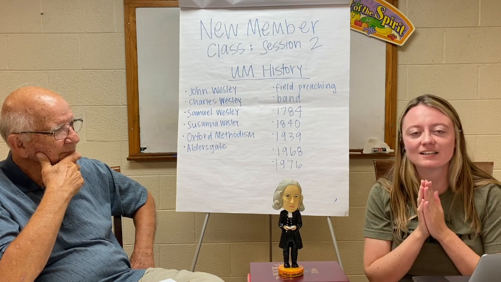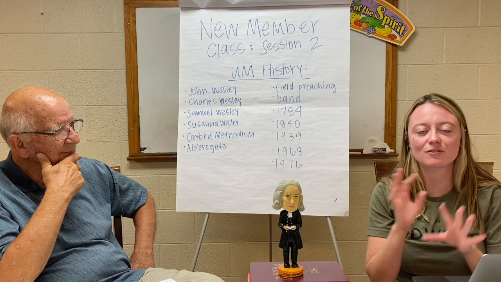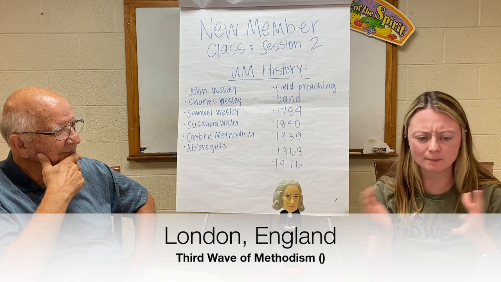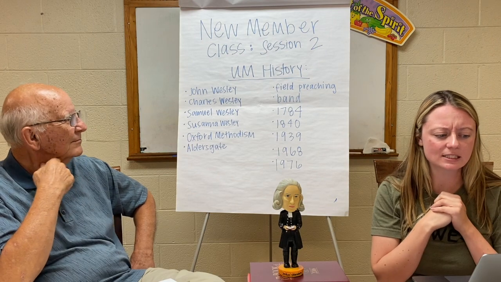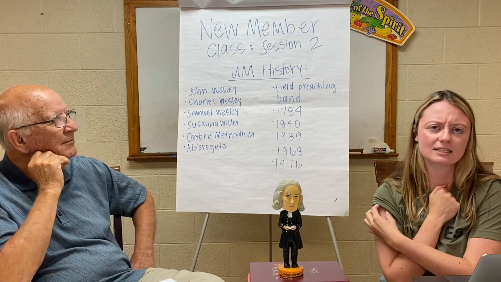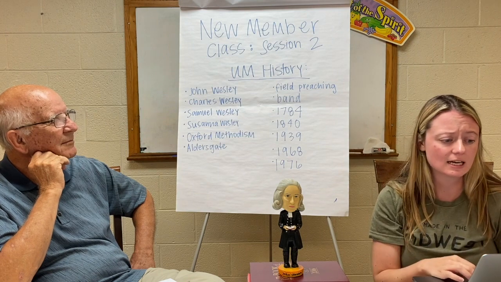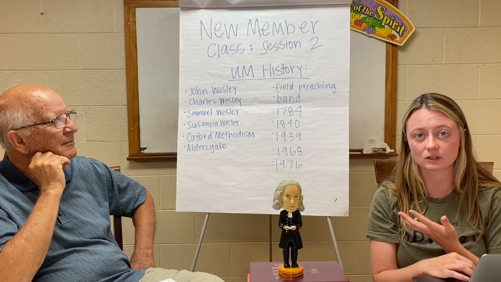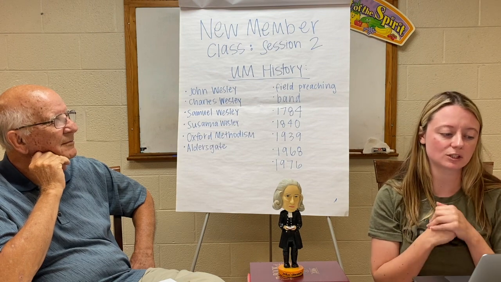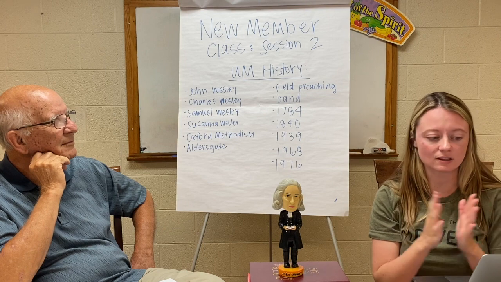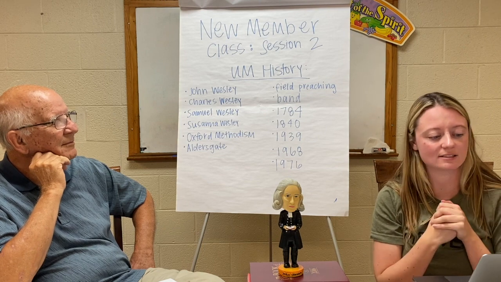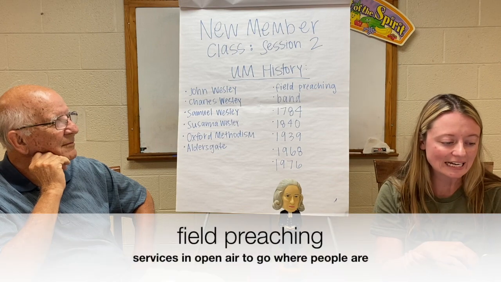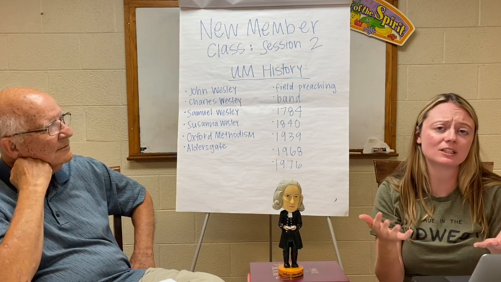The last bit of information on my end is this third rumbling of Methodism. In London, John had come back from Savannah, and he was invited to attend the Fetter Lane Society. This society gave a glimpse of what the early Methodist movement looked like. This movement, which started in 1739, had services in open air, had field preaching, which I know Bruce will get to in a sec. And they had basically these religious societies.